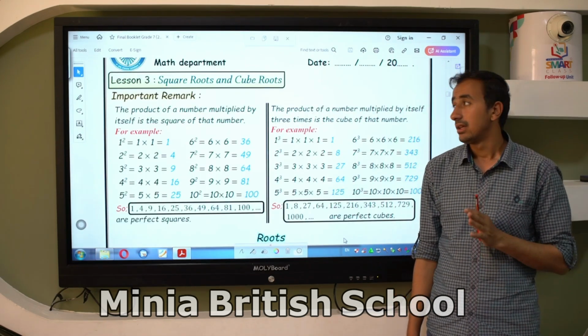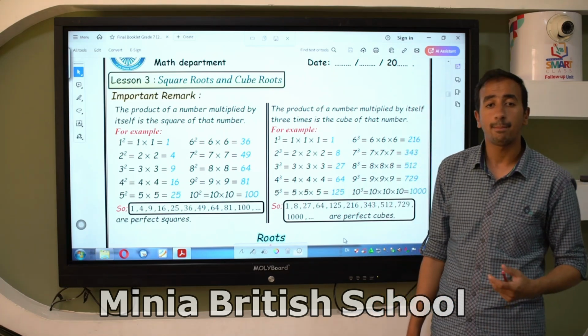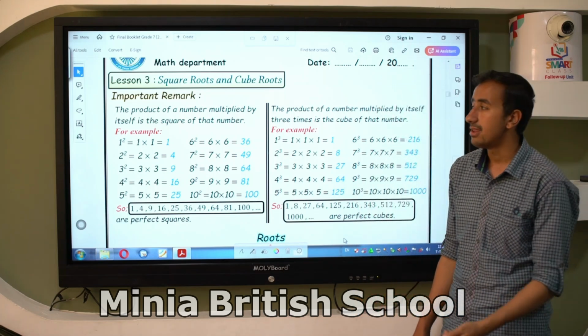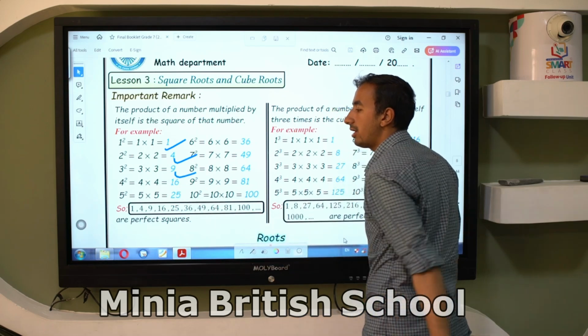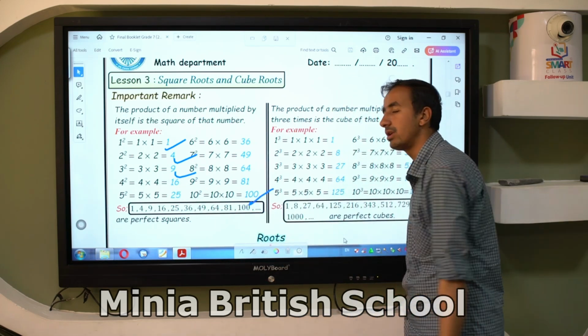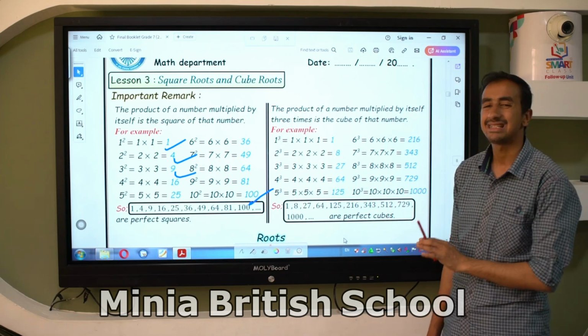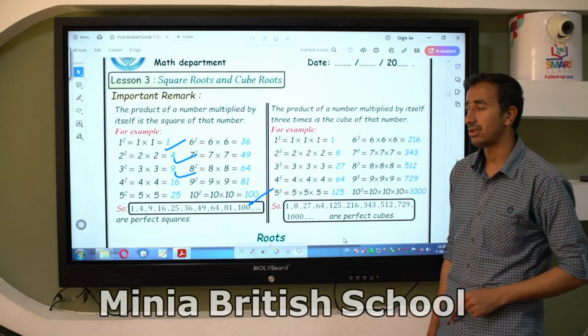Now we have lesson 3 in unit 1, square root and cube root. You must know the perfect square numbers and perfect cube numbers. The perfect square numbers: 1 power 2 equals 1, 2 power 2 equals 4, 3 power 2 equals 9, and for example 10 power 2 equals 100. You must recognize these numbers. They are important for perfect square numbers.